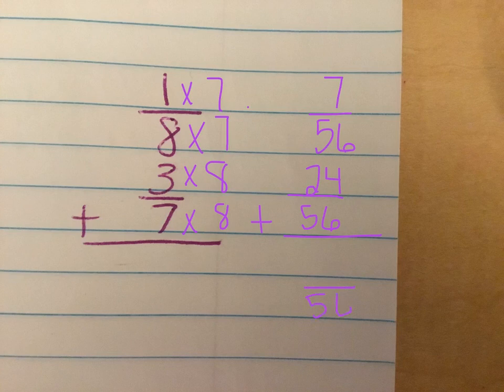Denominator the same. And then I'm going to add my numerators, my 7 and my 24.